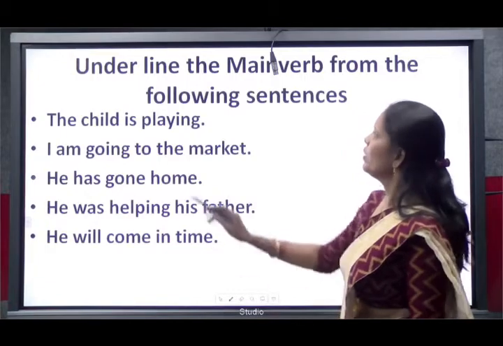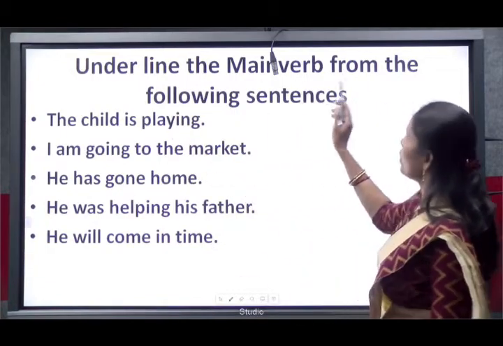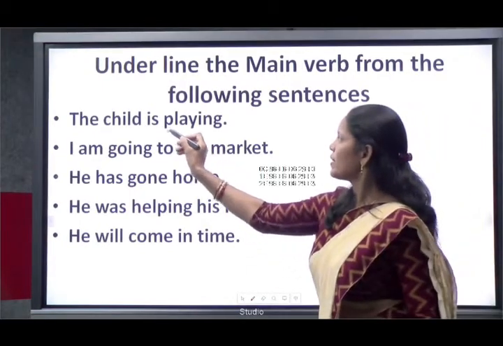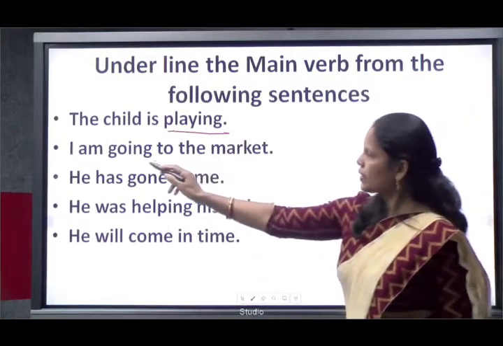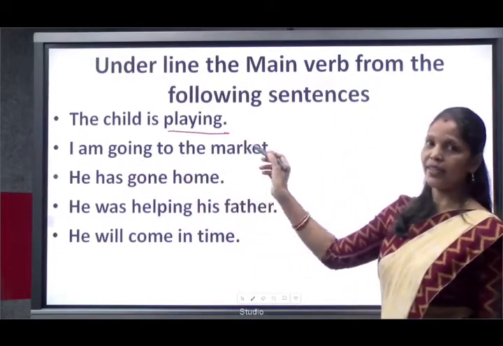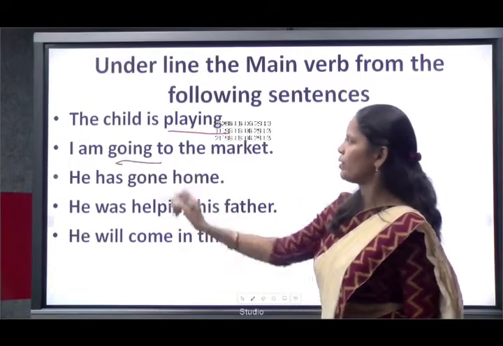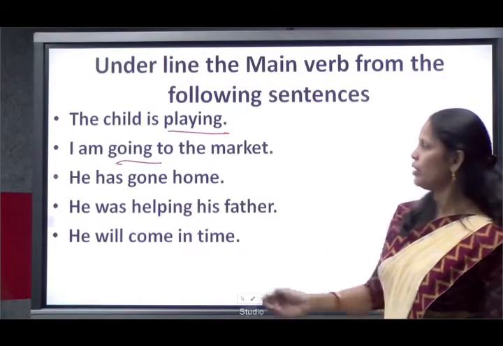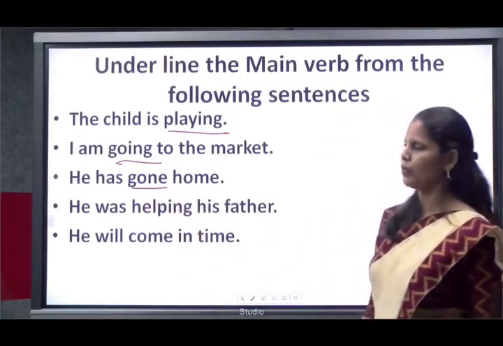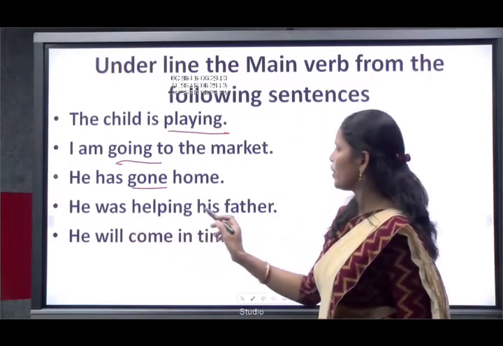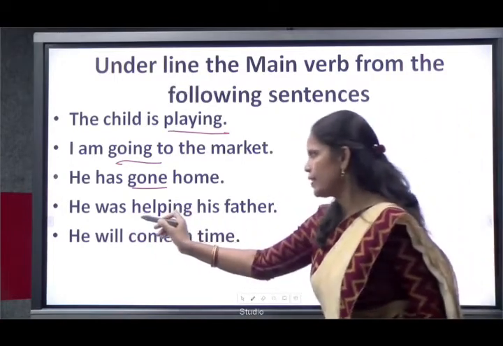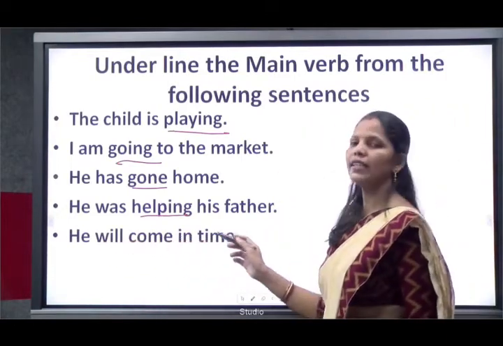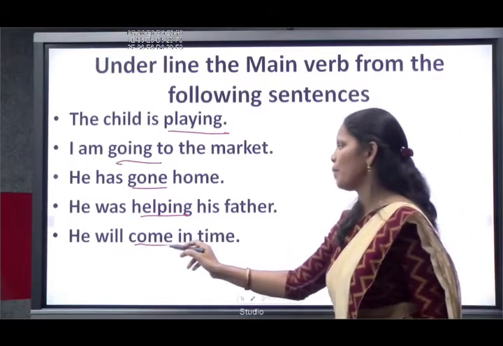The instruction is here: underline the main verb of the following sentence. Which one is the main verb? Yes, playing is the main verb. In the next sentence, I am going to the market, going is the main verb. In the third sentence, he has gone home, gone is the main verb. Next, he was helping his father, helping is the main verb. And in the last sentence, he will come in time, come is the main verb.